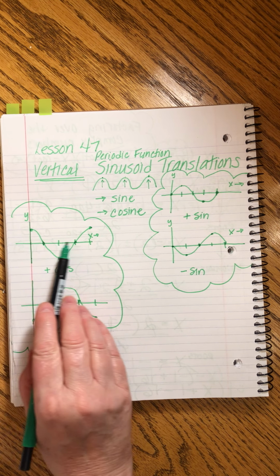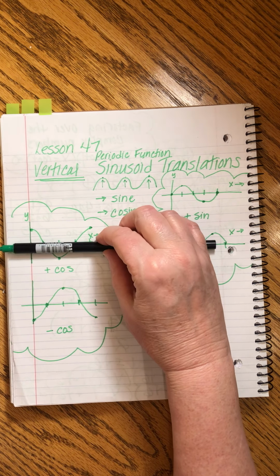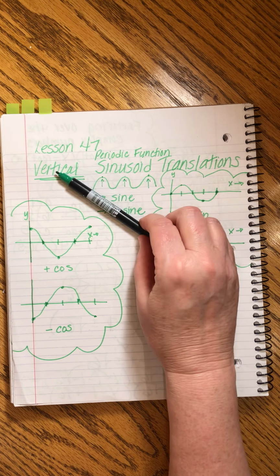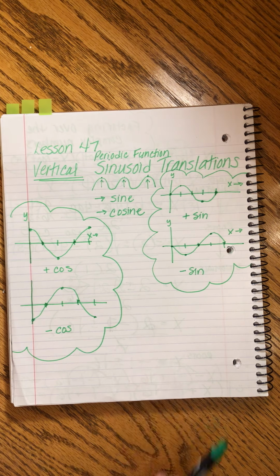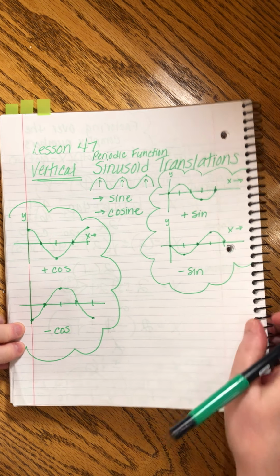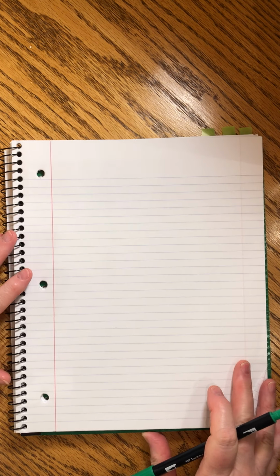So this is the center line. And what we're talking about in this lesson is what if you want to shift that up? You want to do a vertical translation. So you want it to go up or down the y-axis. How would you make that change? Let's look, and I'll explain it in a problem.